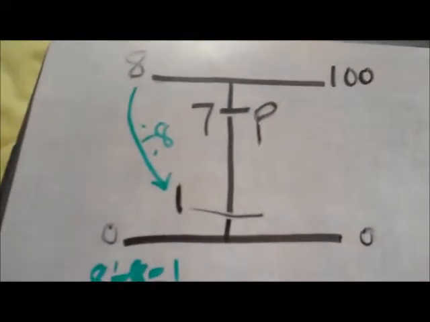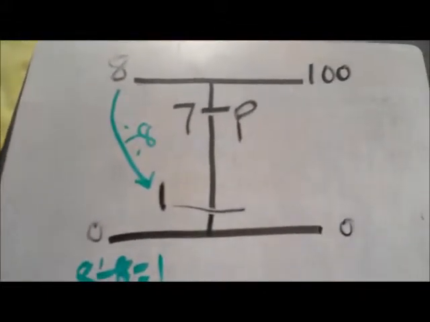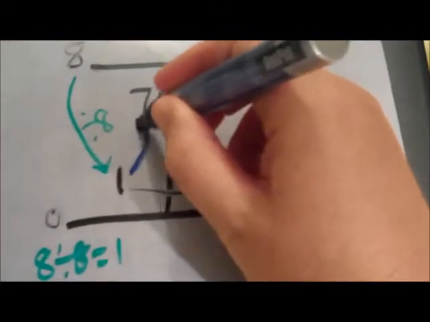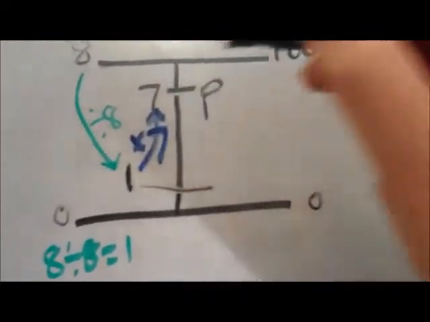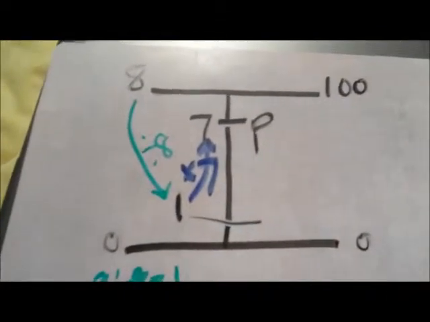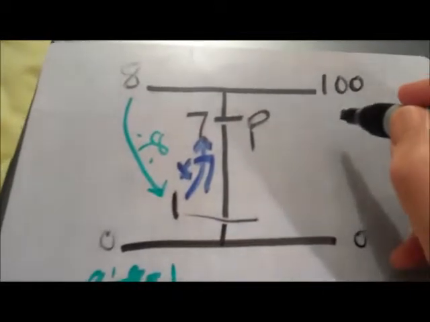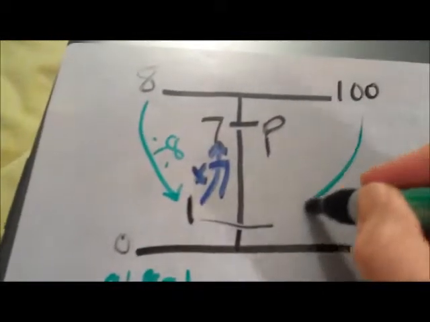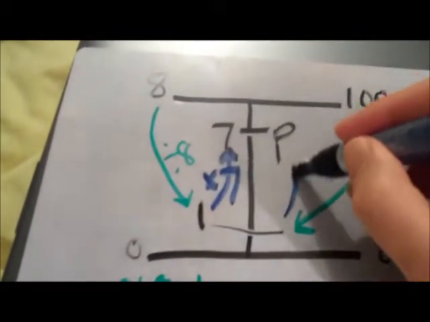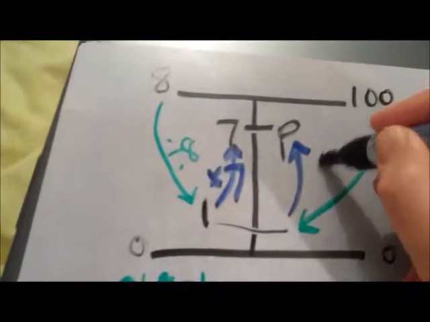And then how do I go from the 1 to the 7? Well, 1 lot of 7 is 7. So whatever I did to that side, I have to do exactly the same to the other side. So my first arrow comes down here, and it's got to divide by 8. The next arrow goes here, and I multiply by 7.